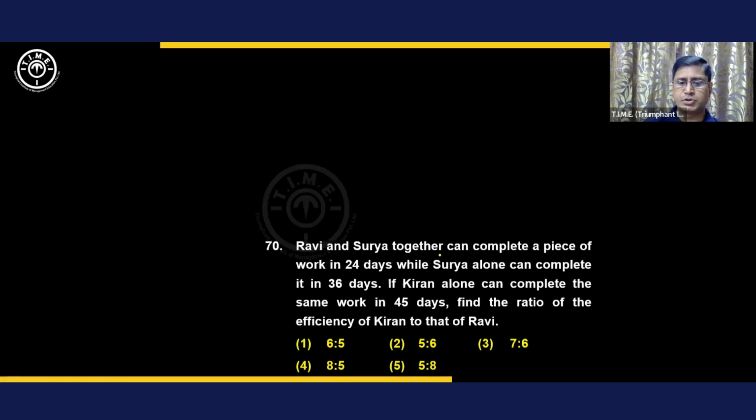Ravi and Surya together can complete a piece of work in 24 days, while Surya alone can complete it in 36 days. So Ravi and Surya, 24 days. Surya alone, 36. What about Ravi? Ravi we can find by product by difference. What is the difference here? 12. Now simplify. It goes exactly 3 times, 72. Ravi alone can complete the work in 72 days. Kiran alone can complete the same work in 45 days. Then find the ratio of the efficiency of Kiran to Ravi.